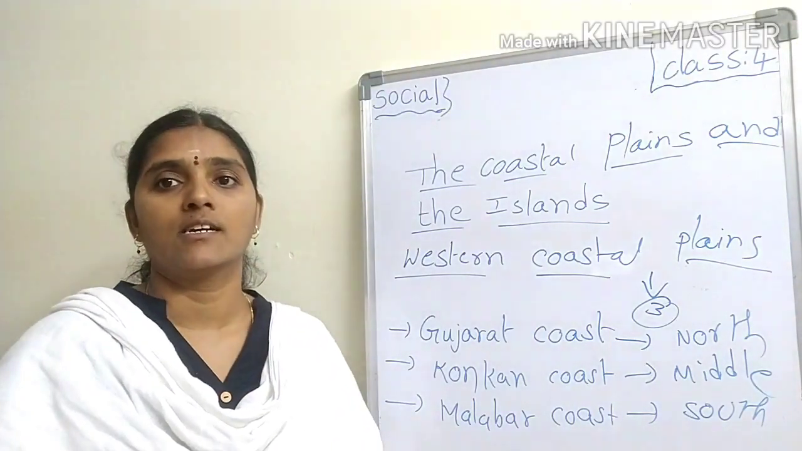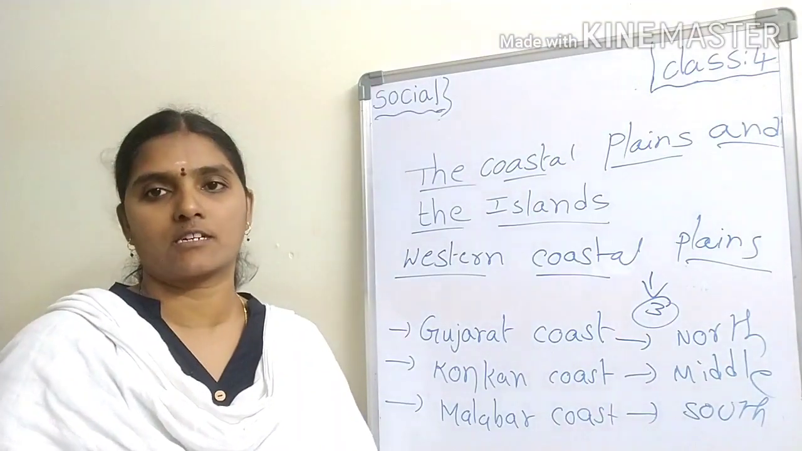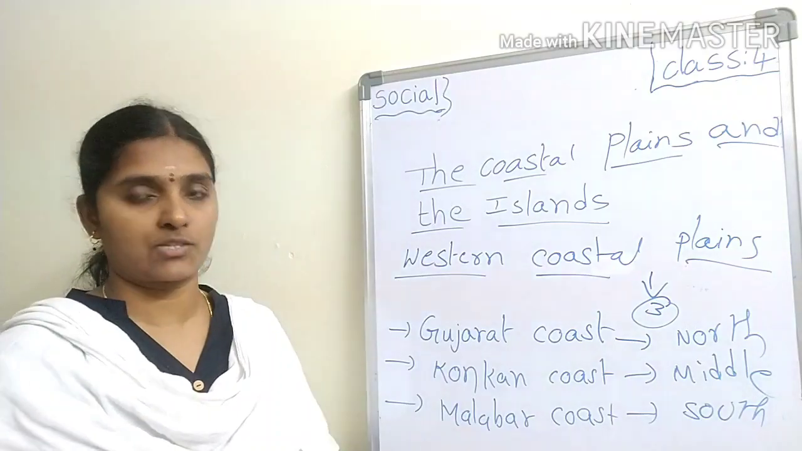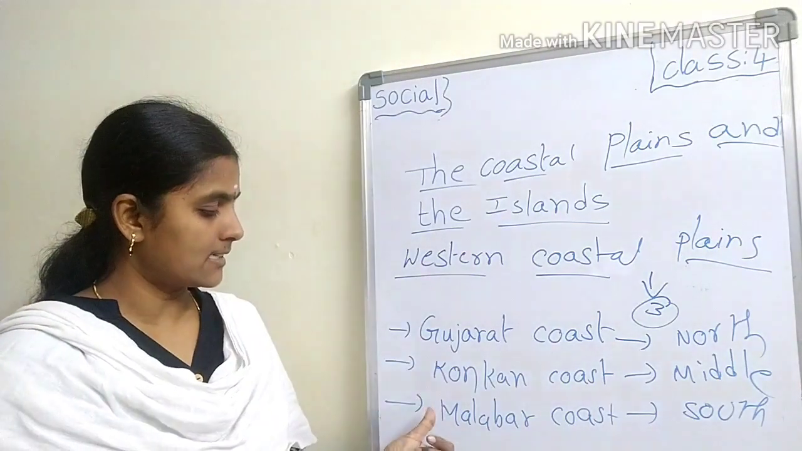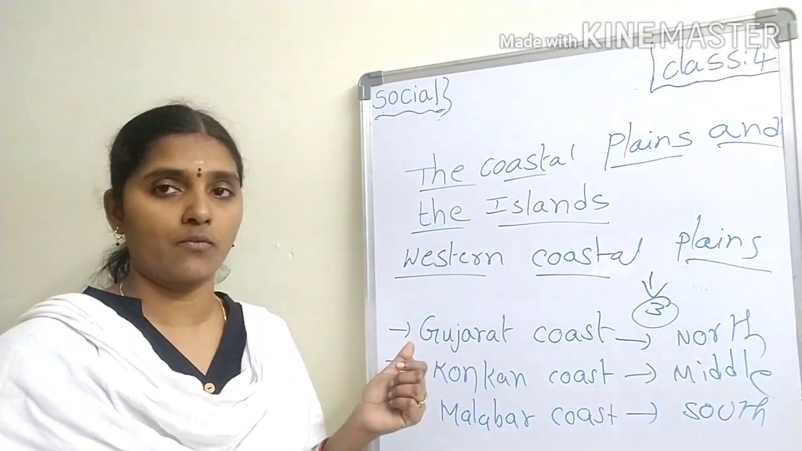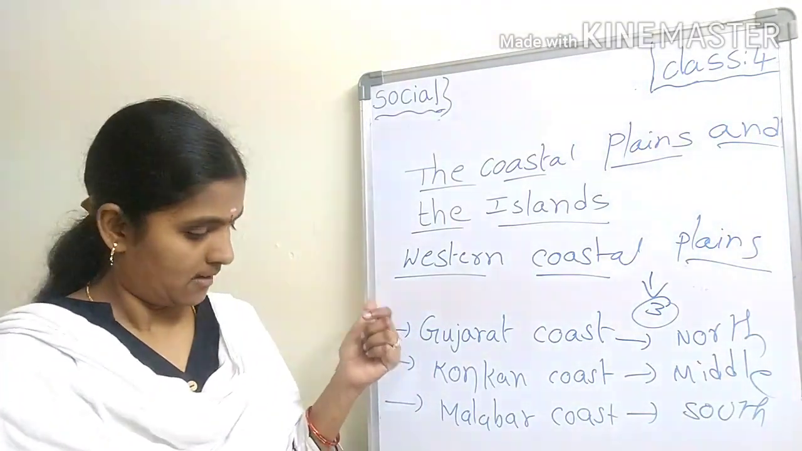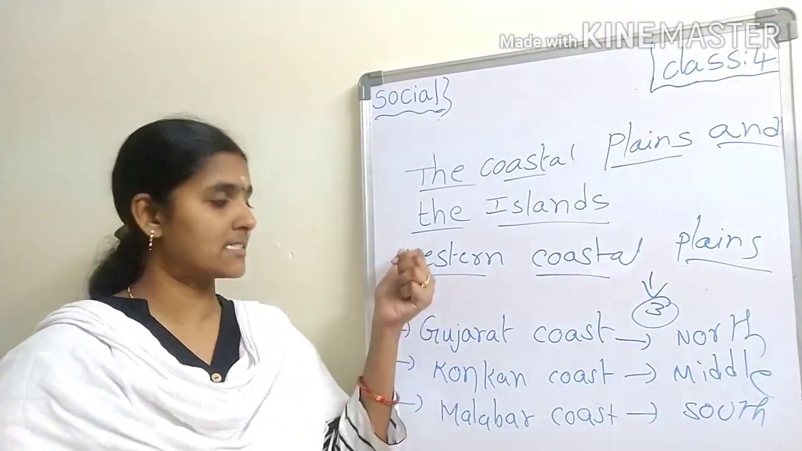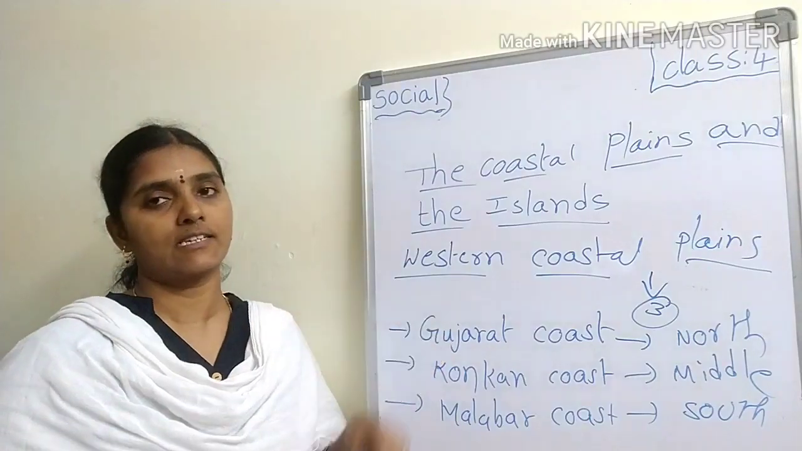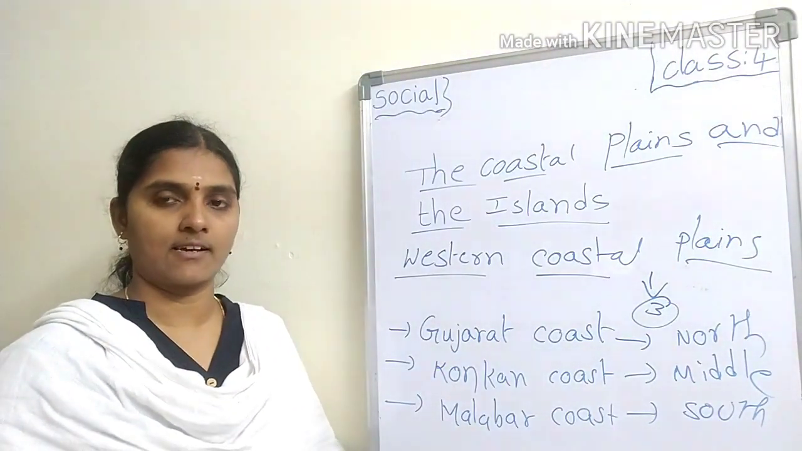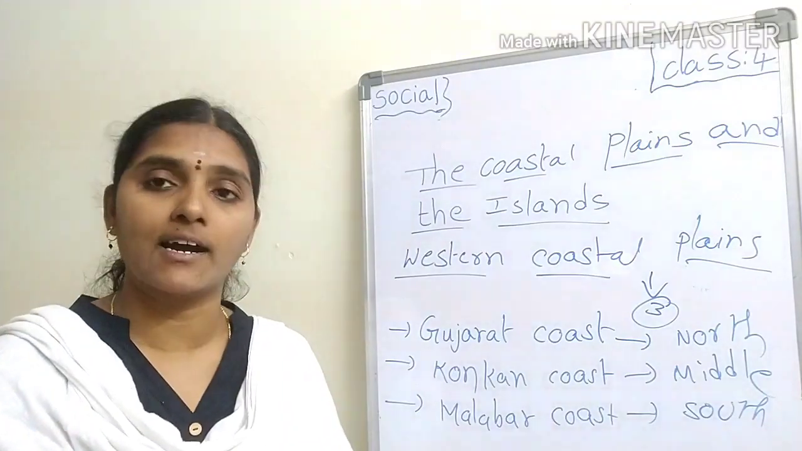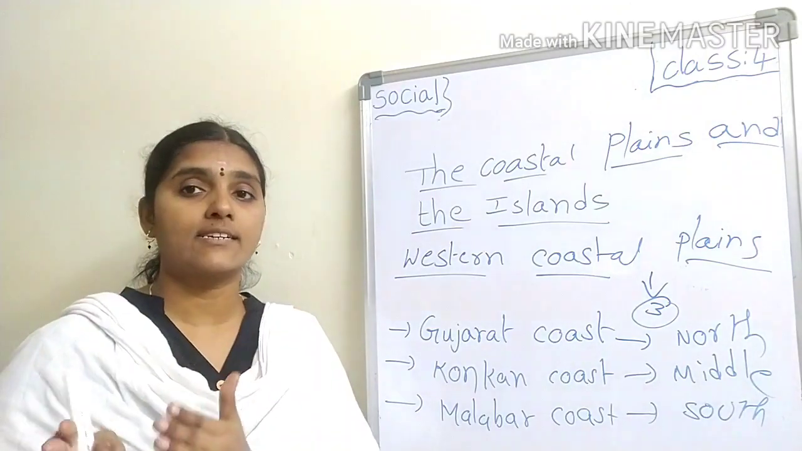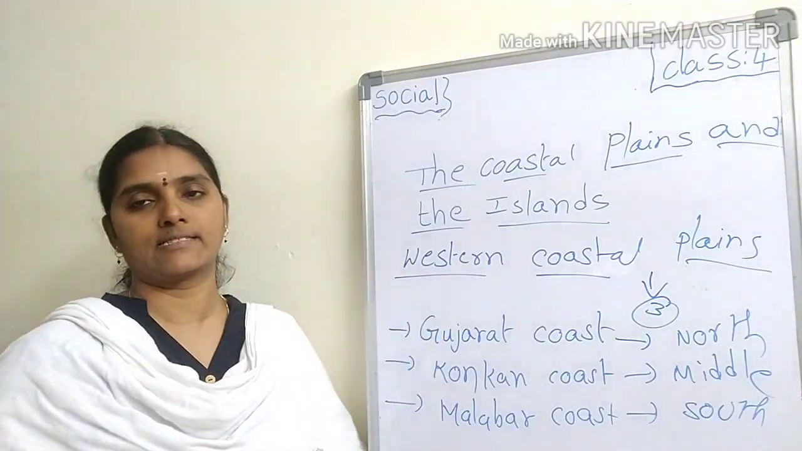The western coast is narrower than the eastern coast. Kerala, Karnataka, Goa, Maharashtra and Gujarat are located in the western coastal plains. Understood?